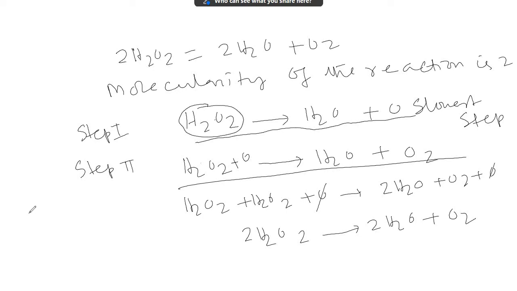So in this reaction, I should write molecularity 2, that's the overall 2 molecules take part, but in the determining step only 1 H2O2 takes part, so the order of the reaction is 1. Molecularity is 2 but order is 1.